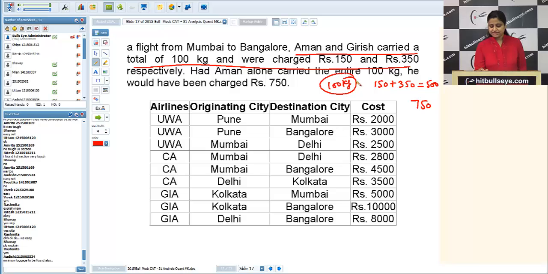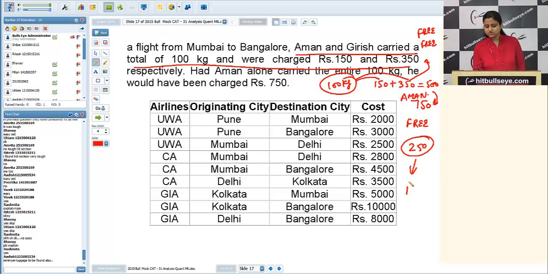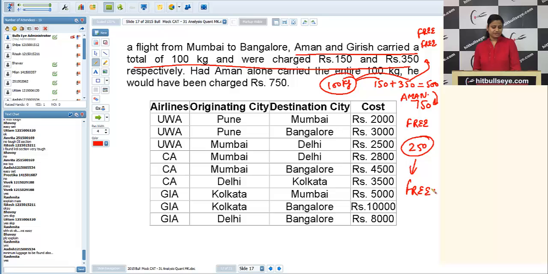For 100 kg, if they are both carrying the luggage, they are getting 2 free luggages. But if Aman is taking the entire 100 kg, he is getting free luggage once. But here we are getting 2 free. One is with Aman, one is with Girish. It means the difference, which is 250, that is the cost of free luggage. Is it okay? First of all, you got that? 250 will be the cost of free luggage.